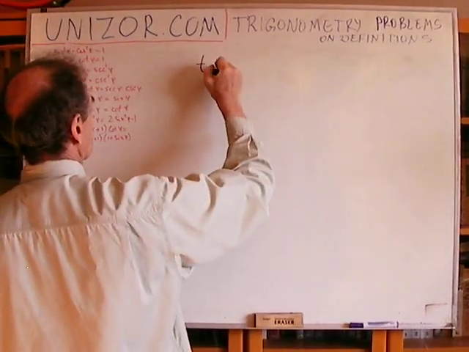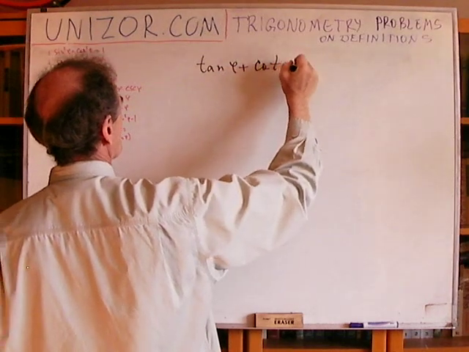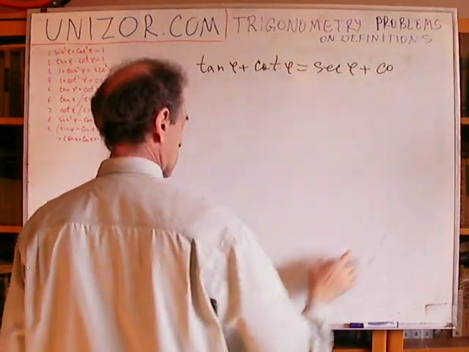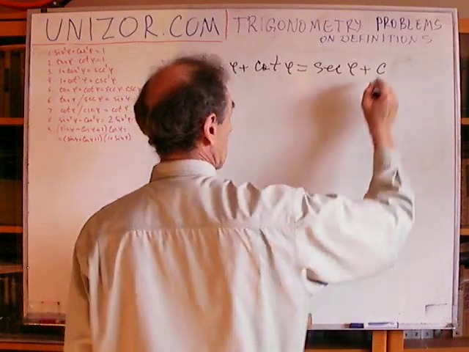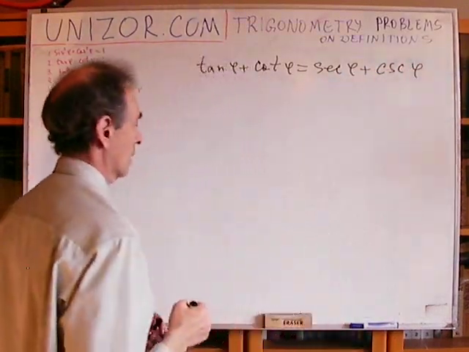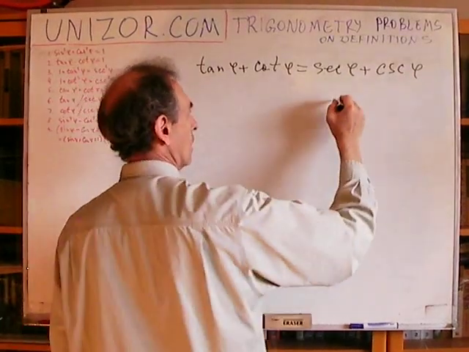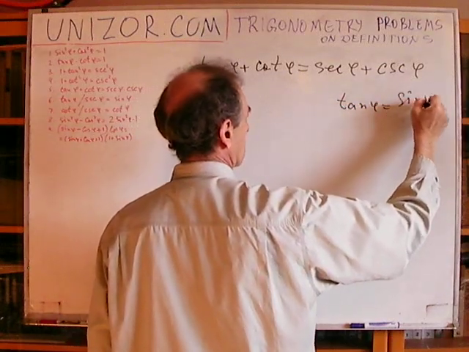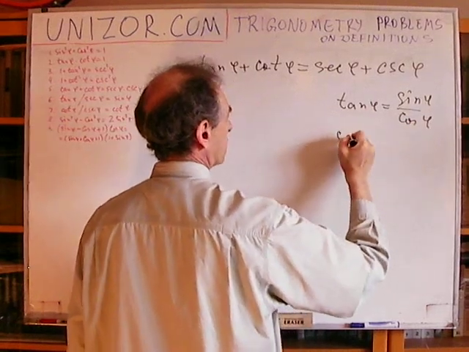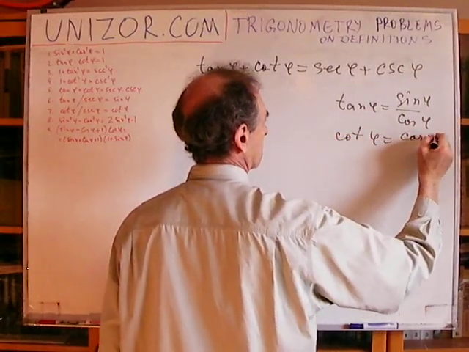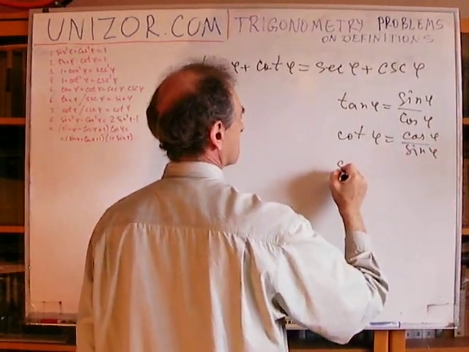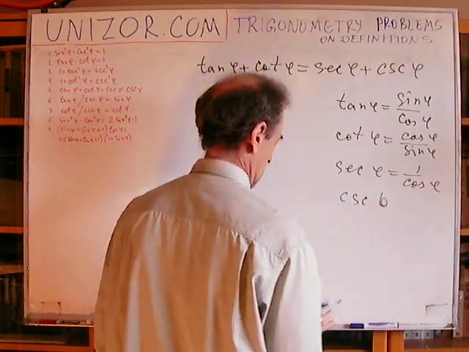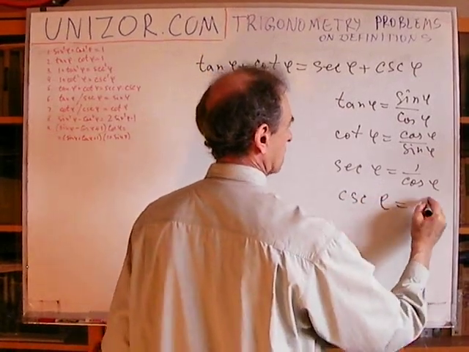Next is tangent phi plus cotangent phi equals secant phi plus cosecant phi. Back to the roots, back to the definition. Tangent is sine over cosine. Cotangent is cosine over sine. Secant is 1 over cosine, and cosecant is 1 over sine.